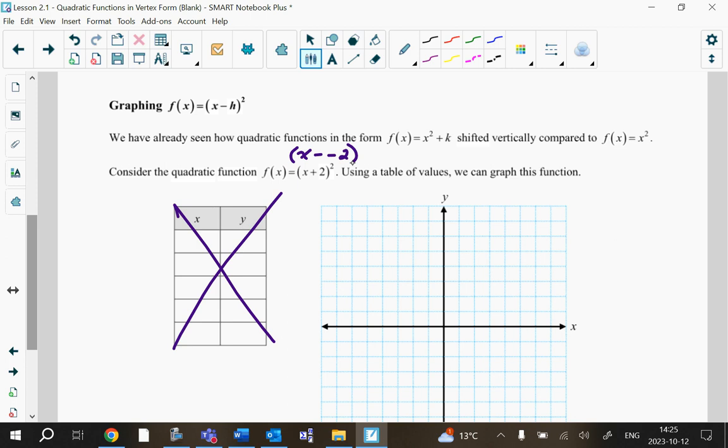It's the same as x plus 2 is the same as x minus negative 2. So h is negative 2, to the left 2. So I take x squared and move it to the left 2. That's my new vertex. How do I get 2 more points? How much? 1, 1, 1. Back to the vertex, 2, 4 up. Good. Well done.